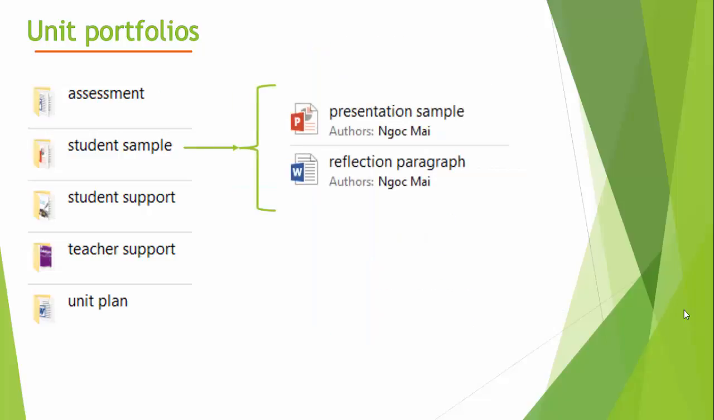In student sample, I have created 2 samples for my students to refer to. One PowerPoint for the topic, one of the anniversaries in your country, and a reflection writing for them to take a look at what they have learned through the unit.